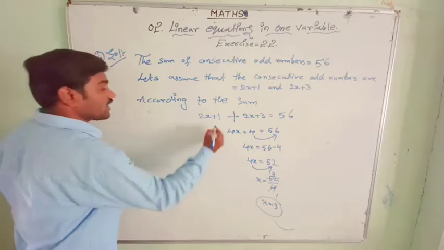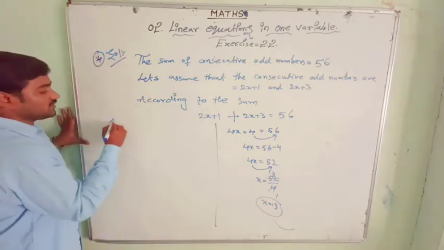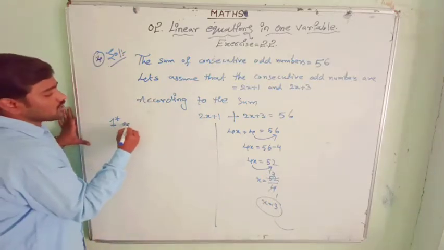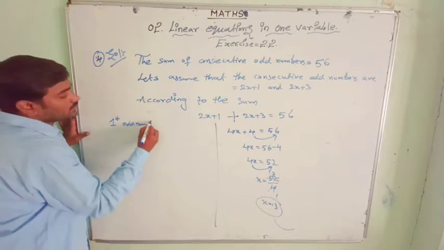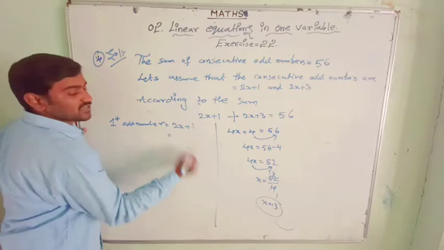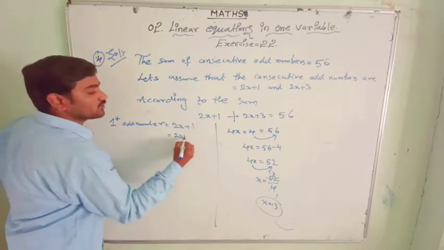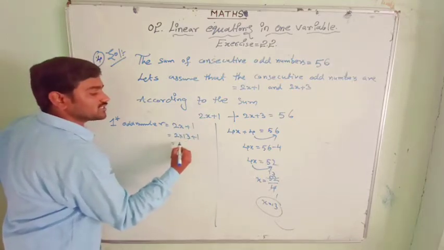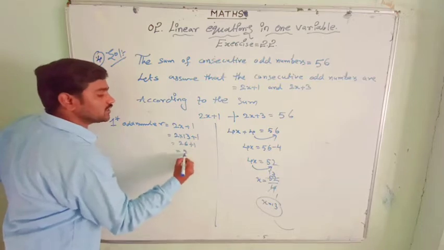So let us find out the odd numbers. The first odd number is 2x plus 1. Now, in the place of x we have to substitute 13. 2 into 13 plus 1. 2 13s are 26 plus 1, that is 27.